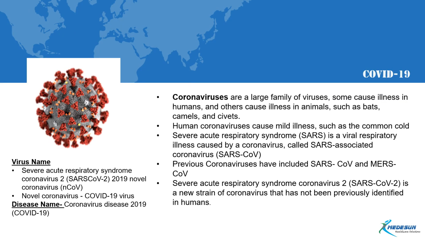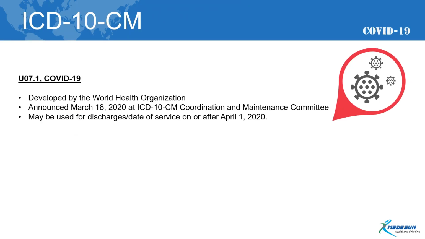Okay. I'm sure now you all are aware of the coronavirus, which causes severe acute respiratory syndrome. It's a novel coronavirus, or you can say the COVID-19 virus. The ICD-10 code for COVID-19 is U07.1. Remember the code? U07.1 is the code for COVID-19.